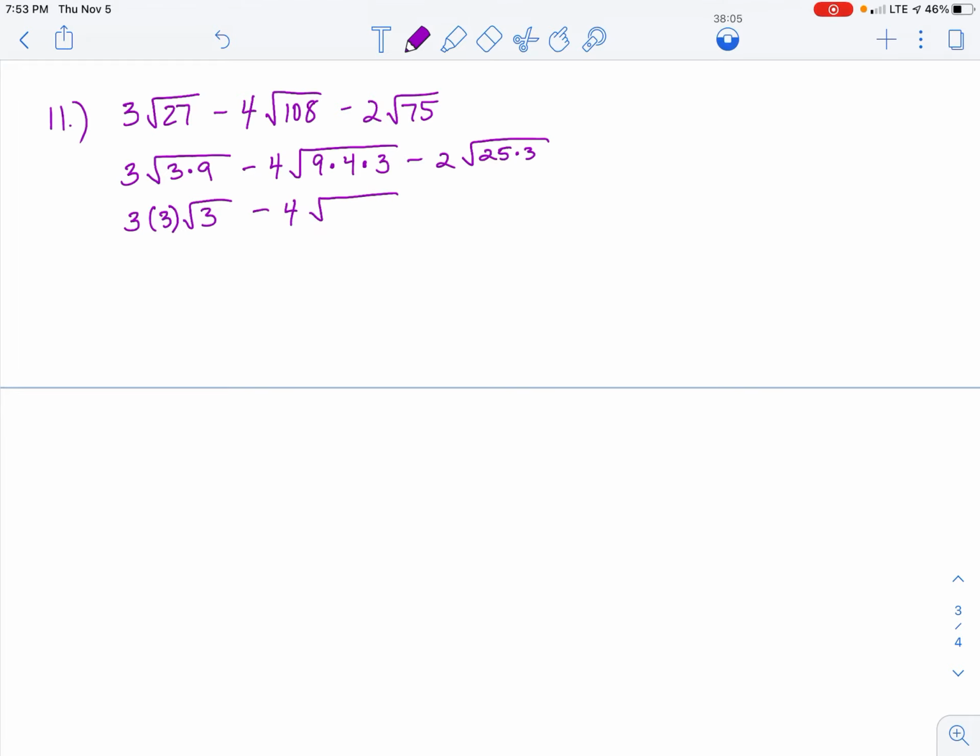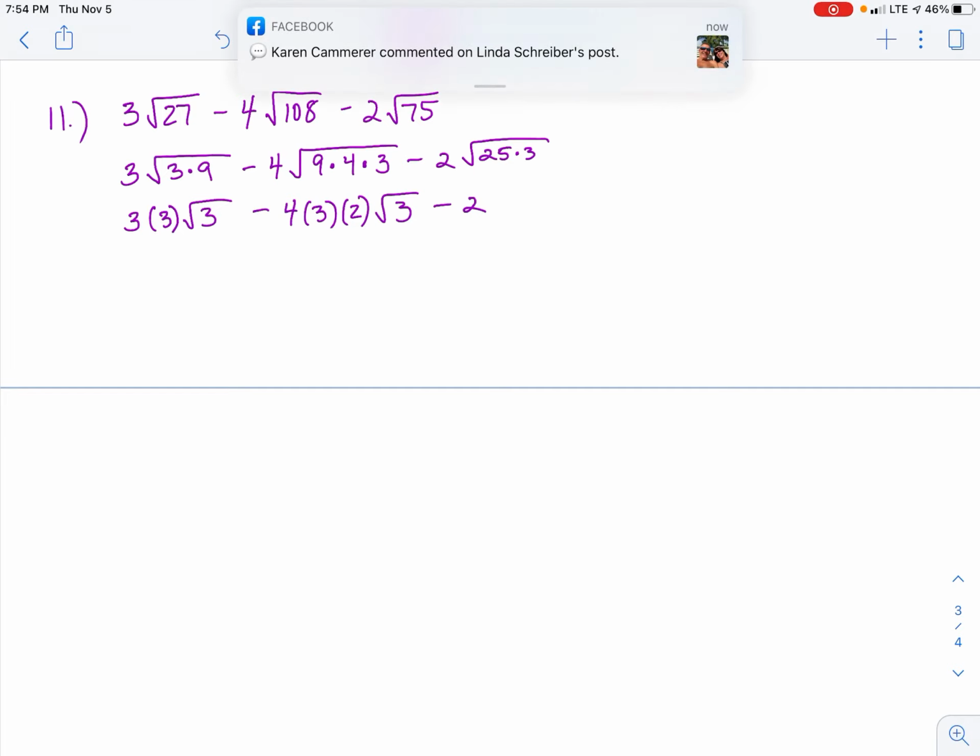Then we're going to come over to this one. Whoops, I don't want to do that yet. And we're going to pull out the square root of 9, which is 3, the square root of 4, which is 2, and we're going to leave the square root of 3 under here. And I can see where this is going to land us. This is going to turn out to be a beautiful thing.